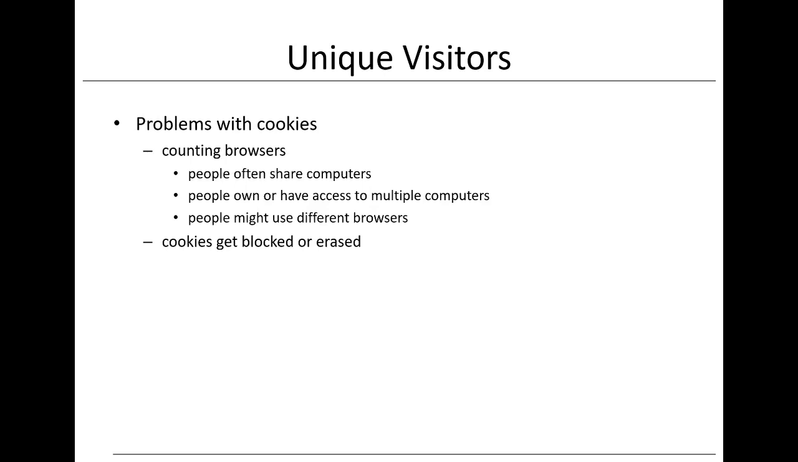When using cookies for identifying repeat visitors, you're actually counting browsers, not visitors. People often share computers, own or have access to multiple computers, and might even use different browsers. Finally, cookies may get blocked or erased, which further complicates the matter.